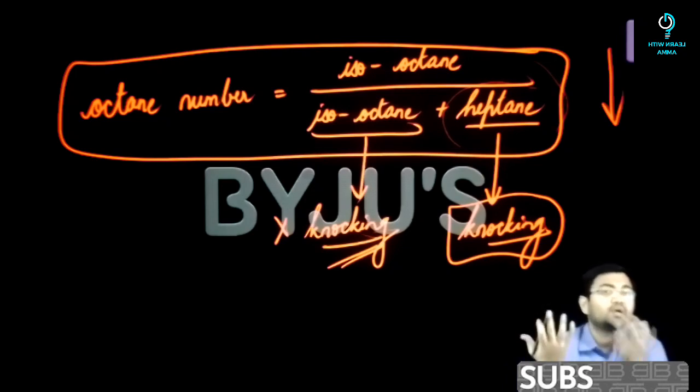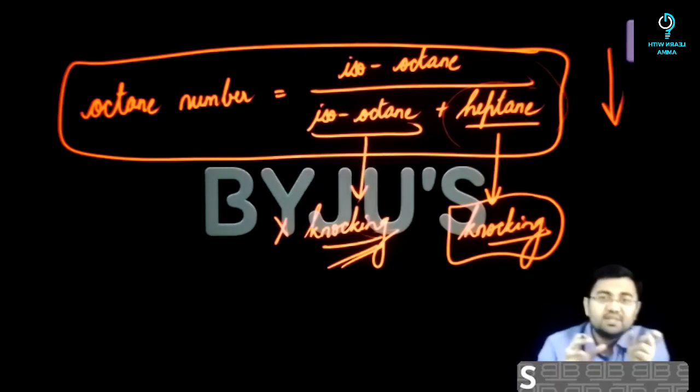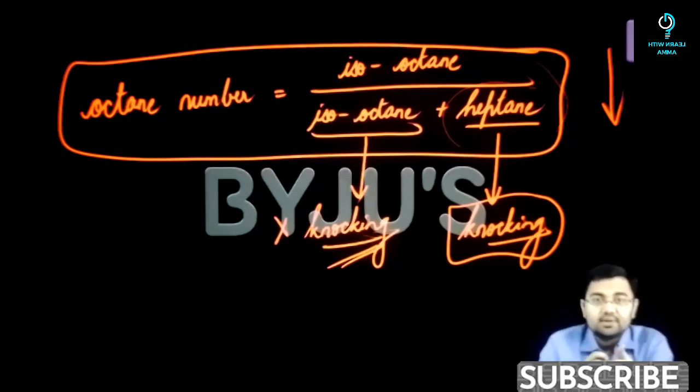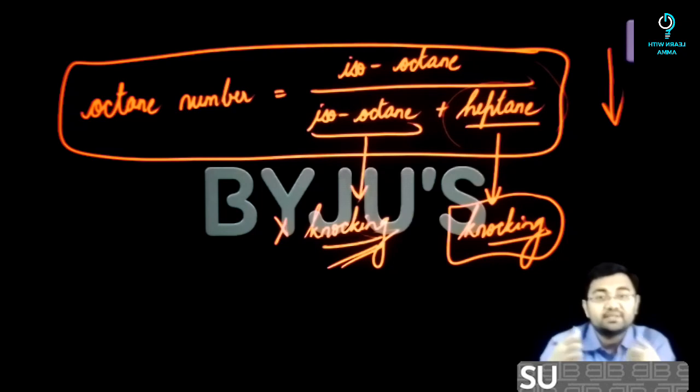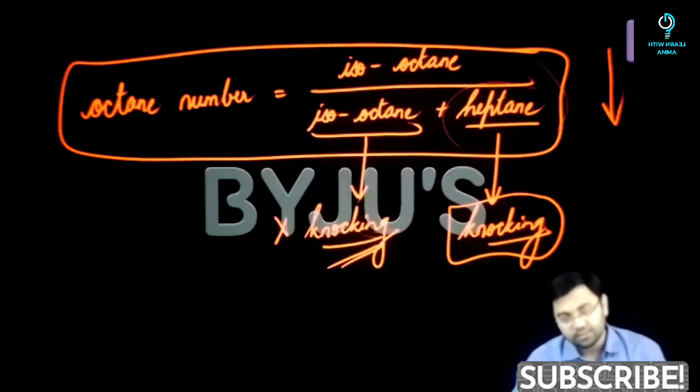Many times if you look at an advertisement of a petroleum product, petrol or diesel, you will see they talk about high octane petrol or high octane diesel. When they say that, they actually mean that the octane number of that petroleum product is high. So if it is high, it means that it will not produce knocking, and that's why it will be more efficient as compared to something that has a tendency of knocking.